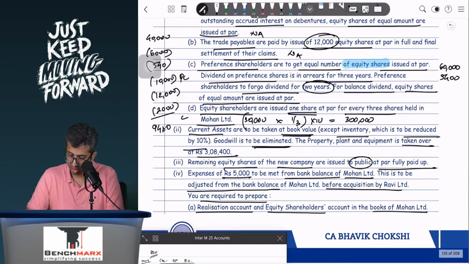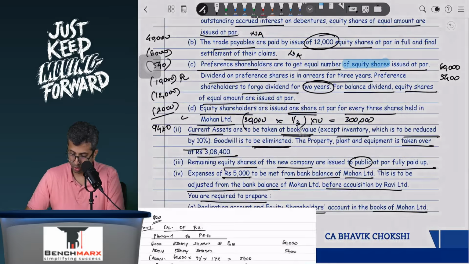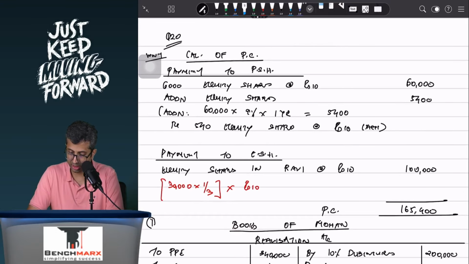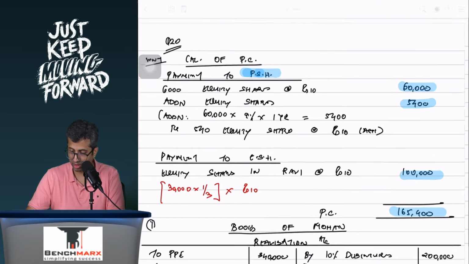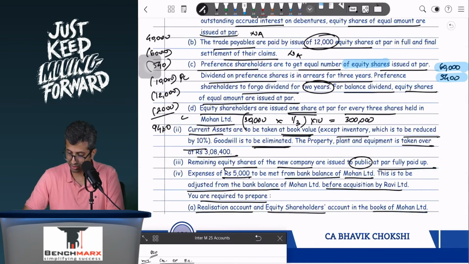Okay. So when you look at question number 20, your purchase consideration will have for preference shareholders 60,000, for their dividend 5,400, and hence 1 lakh for equity shares, totaling to 165,400. Over here also we have said 65,400 and 1 lakh. This is 165,400. This is 30,000 into 1 by 3. That is 10,000 into 10. Okay. So this comes to 165,400.